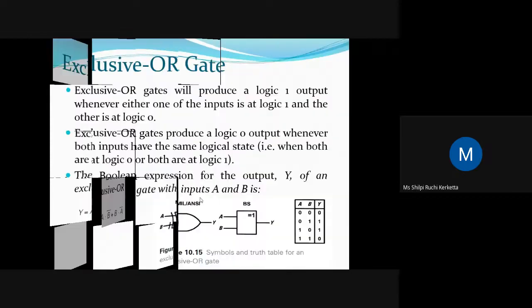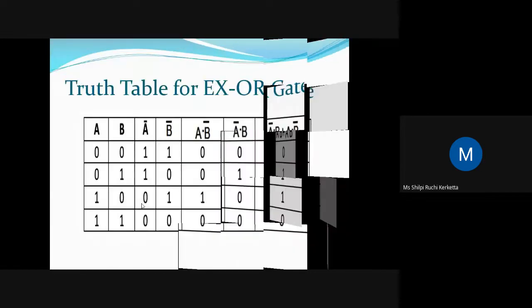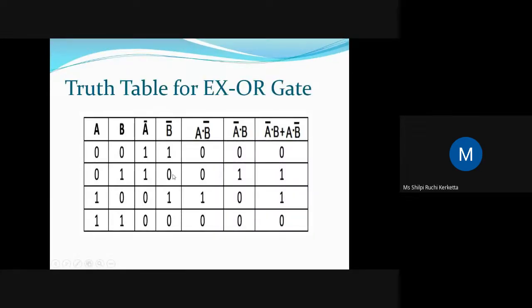So what is the first term? It is A into B complement. If we multiply A into B complement, 0 into 1 is zero. 0 into 0 is zero. 1 into 1 is one. 1 into 0 is zero. So this is the first part of our expression.